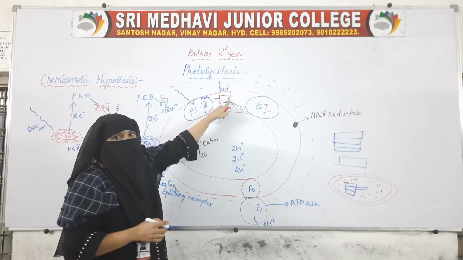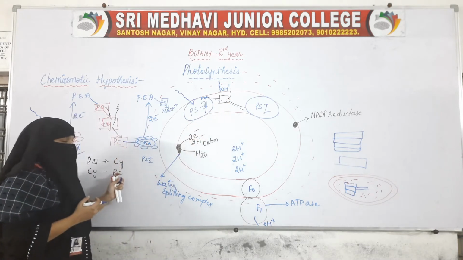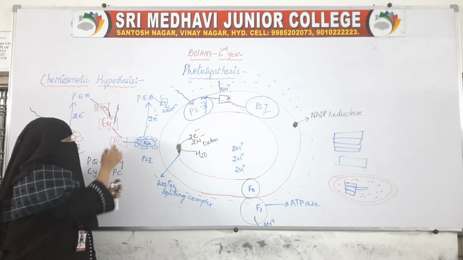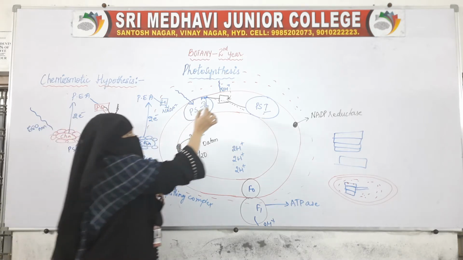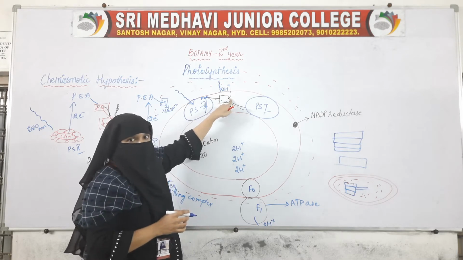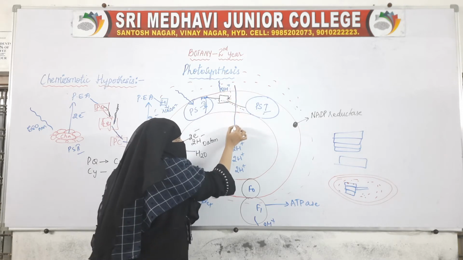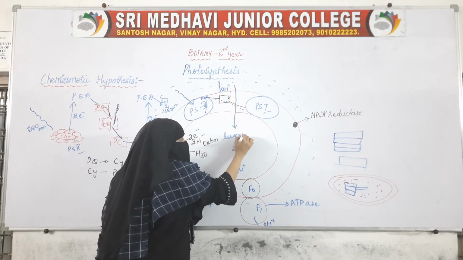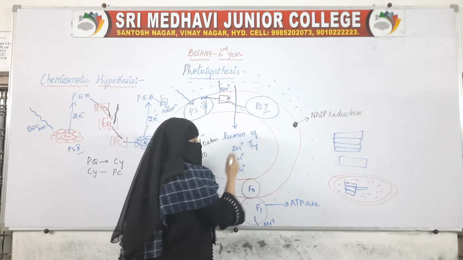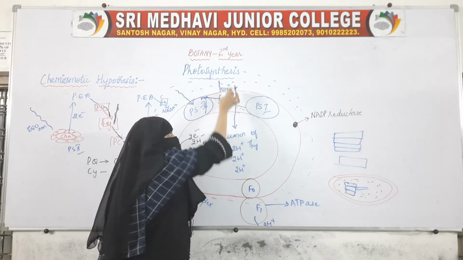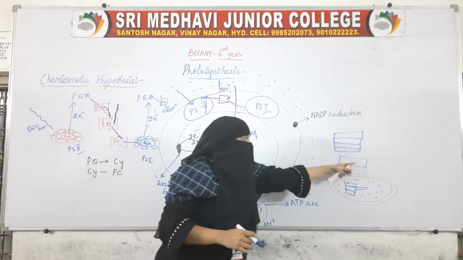So when the energy is released, when the electron is passing to plastocyanin, at that time the cytochrome will release the energy. With the help of this energy released by cytochrome, a pair of protons from the stroma is pumped into the lumen of the thylakoid membrane, the lumen of the thylakoid or grana. So it is pumped from the stroma into this lumen, into the space which is present here.